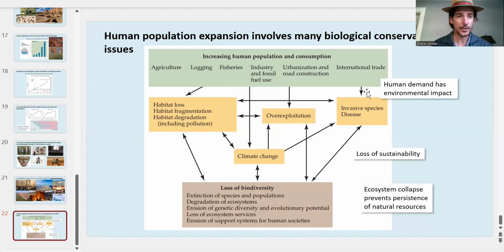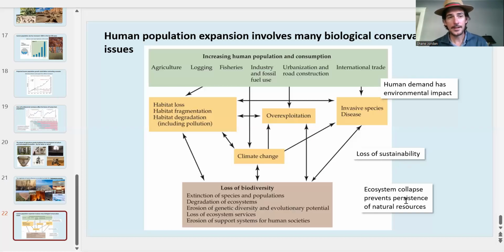Also, likewise, as we're undergoing international trade, invasive species are being inadvertently introduced, diseases are being inadvertently introduced, whether these are human diseases or diseases that are affecting other organisms, particularly agricultural organisms. There's this interesting feedback going back and forth here. And this all ultimately leads to a loss of sustainability. As human population expands so much and the demand for resources becomes so high, the sustainability of that situation starts to deteriorate. And that is a very, very dangerous situation.